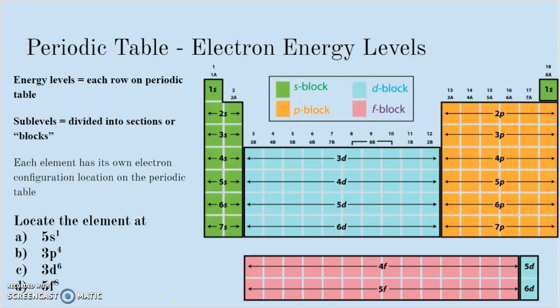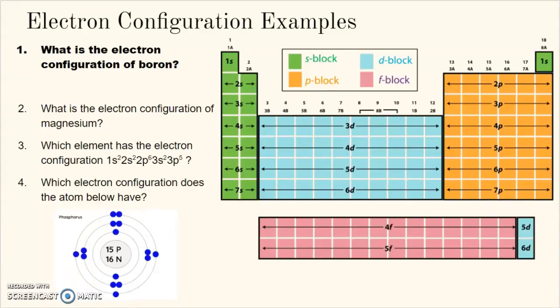Okay, moving on. We can actually write out electron configurations. So I have a few different examples. We're going to start with the element boron. Boron is located right here. So it's in the p block on the second energy level, and it's the first element over. So if we wanted to write its location, we would say it's 2p1. So that's its final location.